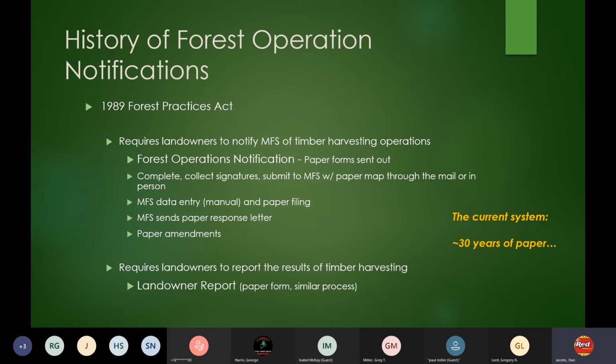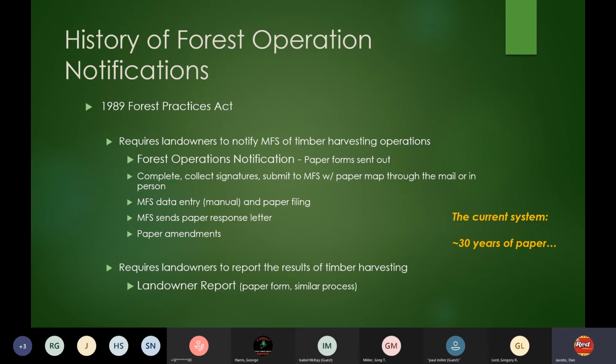The other parts of this that have also been on paper for the past 30 years, we've had an amendment process. So if your harvest changes to some degree, you can amend your notification. And there has also been a paper year-end landowner report. So this is all going to be moving to the electronic system. And we'll talk about the timeline briefly in just a bit.